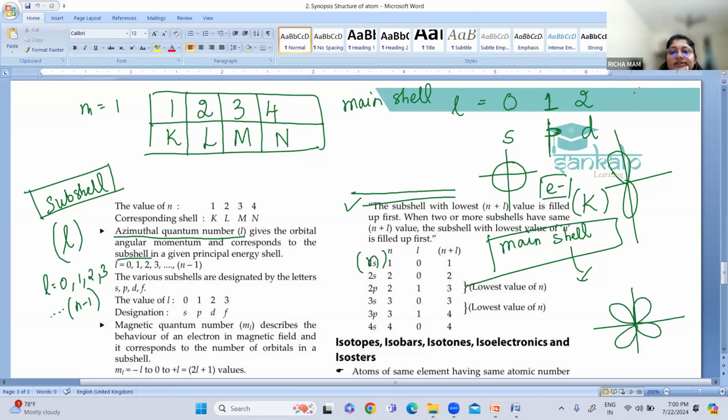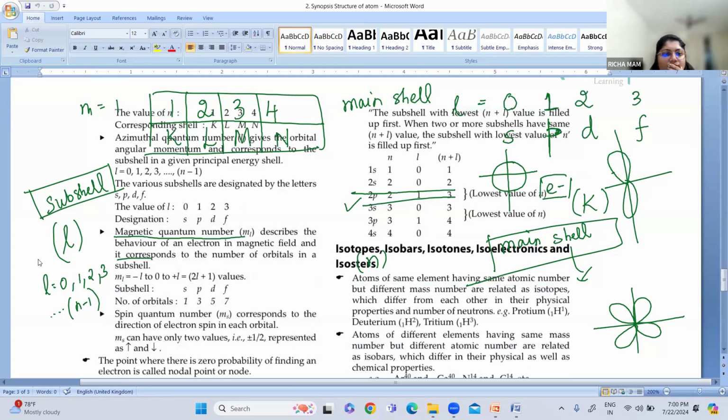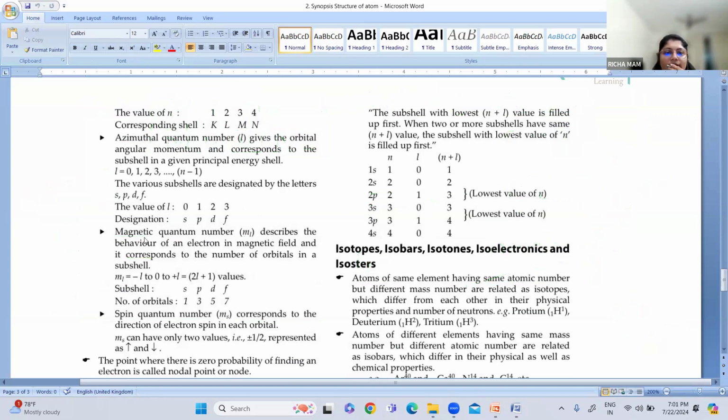Then 3. When the value of L is 3, the subshell is F. So this represents the azimuthal quantum number. Very important. Quantum numbers are very important from your theory point as well as for CET point of view. Many questions are asked from this particular chapter. So this was about two important things: principal quantum number and azimuthal quantum number.